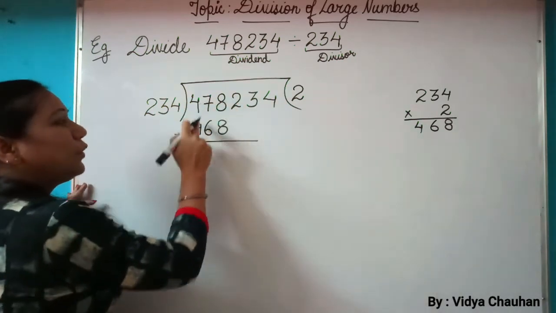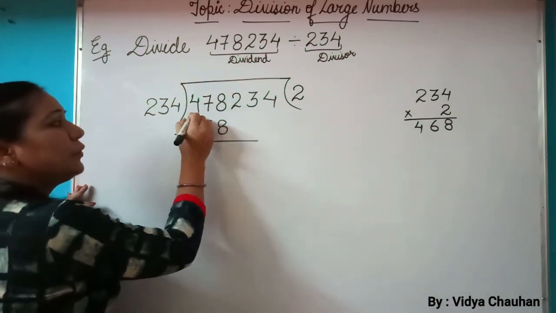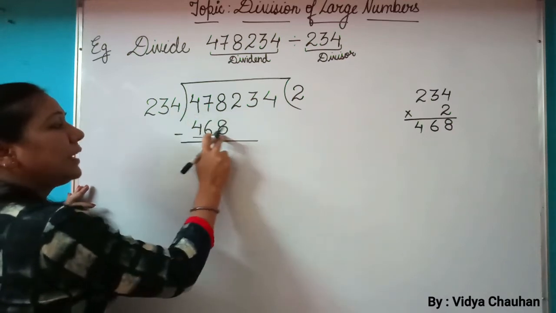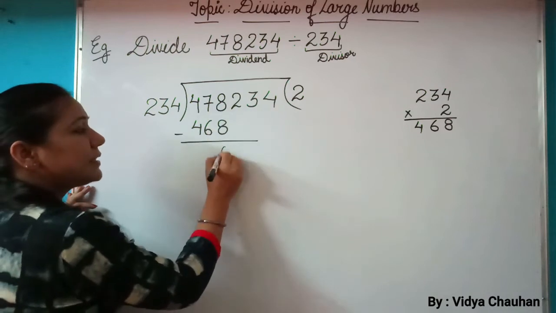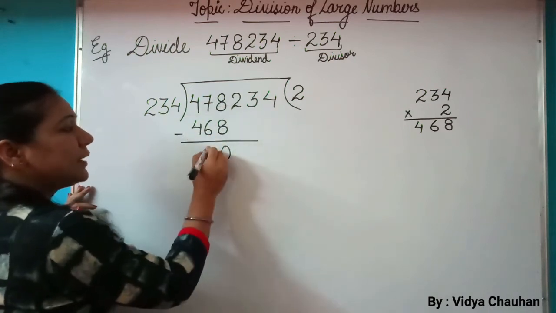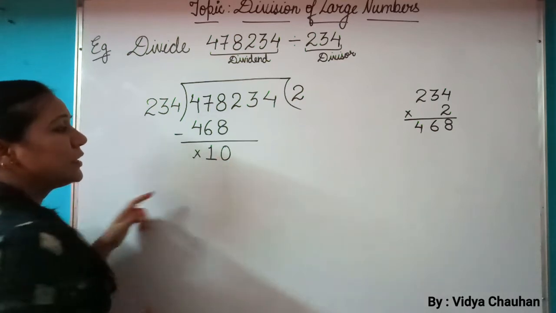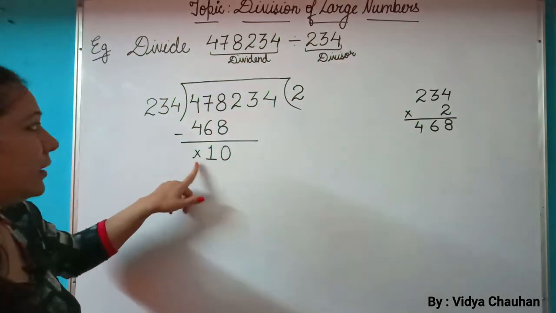Now what you will do, you will subtract these two numbers. You will subtract 478 and 468. So let us subtract these two numbers. 8 minus 8, 0. 7 minus 6, 1. And 4 minus 4 is 0. So I will simply put a cross here basically.